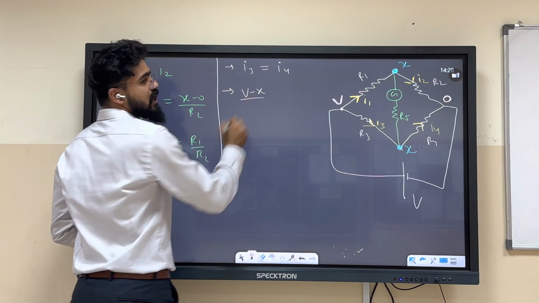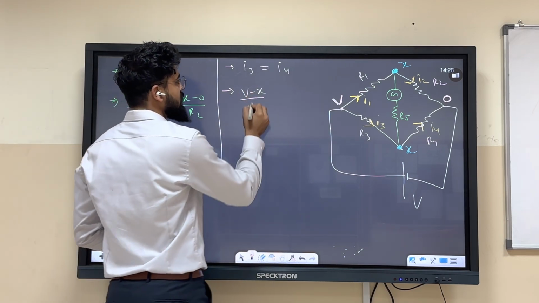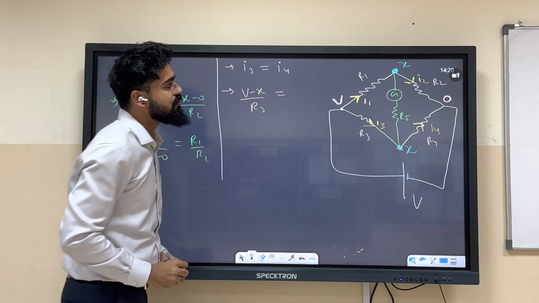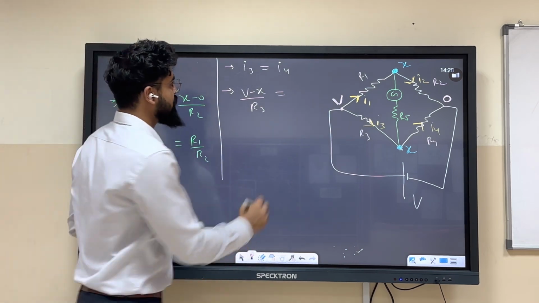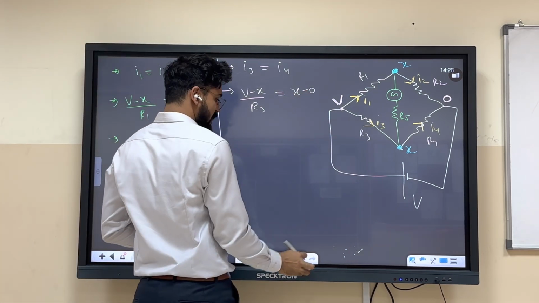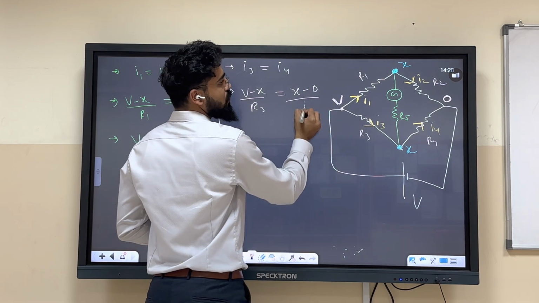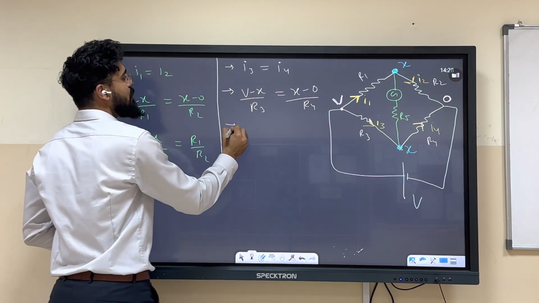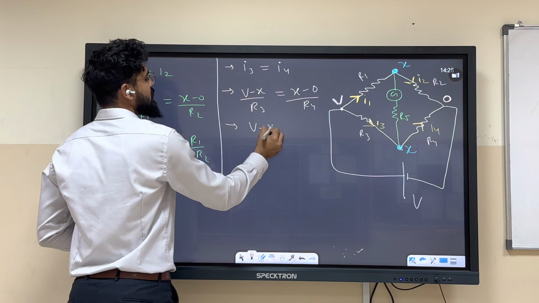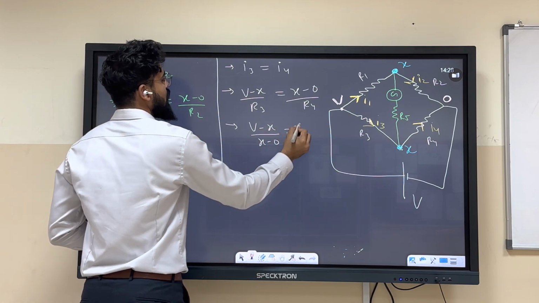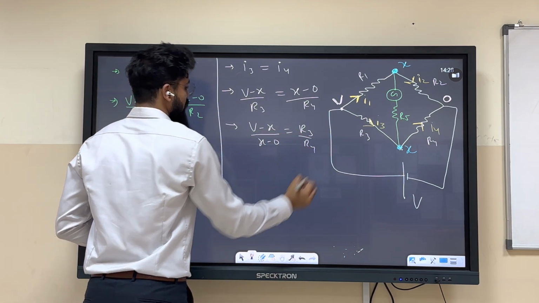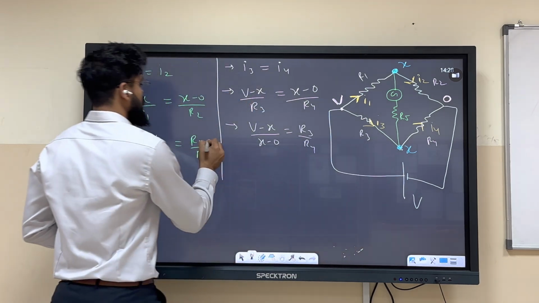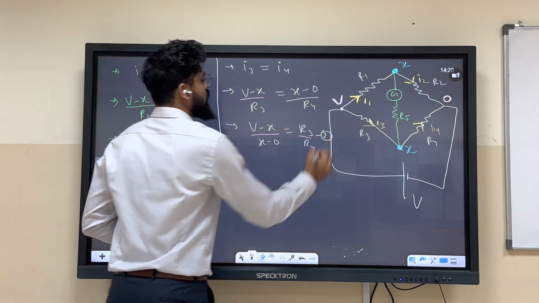V minus X, potential difference, upon resistance. What is the resistance over here? R3. I4 over here: what is the potential difference? X minus 0 divided by your R4. Yes or no? So from here, can we get (V minus X) upon (X minus 0) equals R3 upon R4?